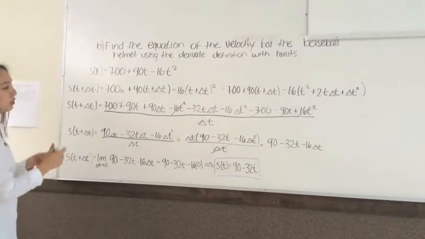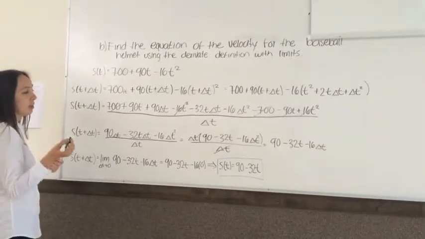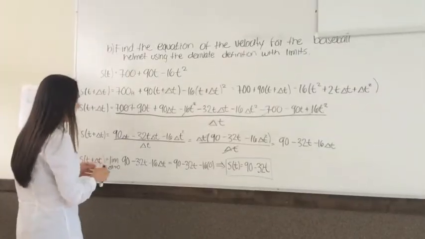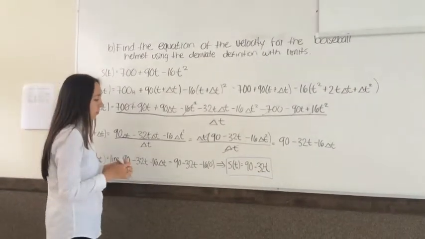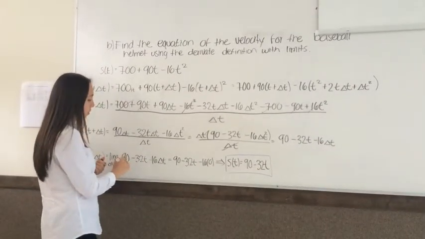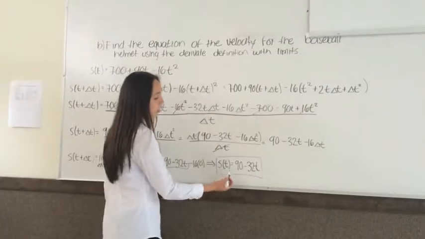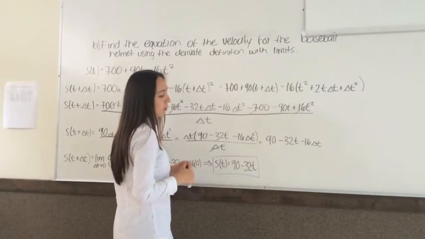And then we just get that equation, but now we need to use the limit. We need to know what is happening when delta t is approaching 0. The limit of delta t approaching 0 of the function. We cannot simplify anything anymore in here, so we just substitute, and this is our final answer. S prime of t is equal to 90 minus 32t.